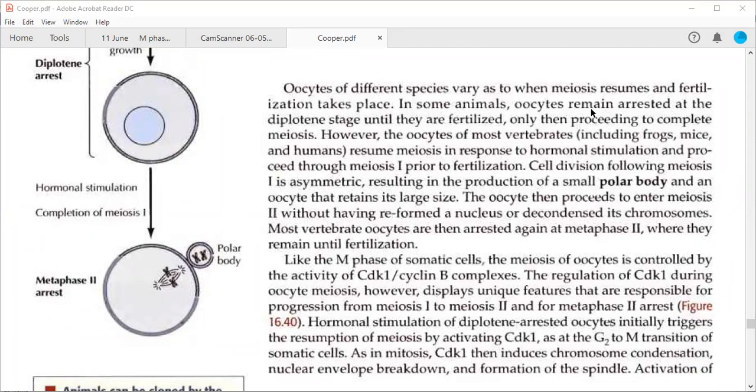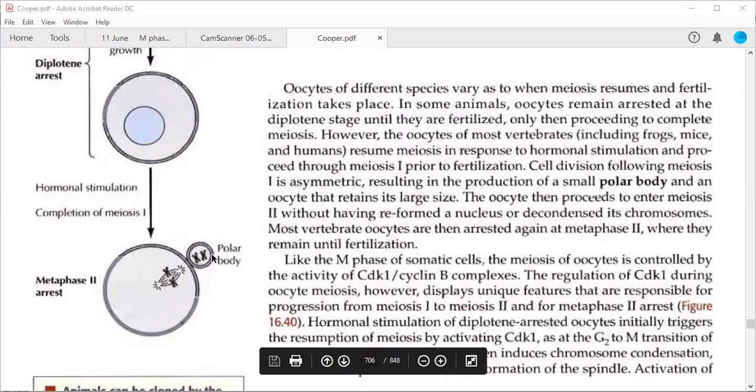In some animals, oocytes remain arrested at the diplotene stage until they are fertilized, only then proceeding to complete the meiosis. However, in vertebrates, including us humans, oocytes resume meiosis in response to hormonal stimulation, progesterone, and proceed through meiosis 1 prior to fertilization only. The cell division following meiosis 1 is asymmetric, and it will form two unequal cells.